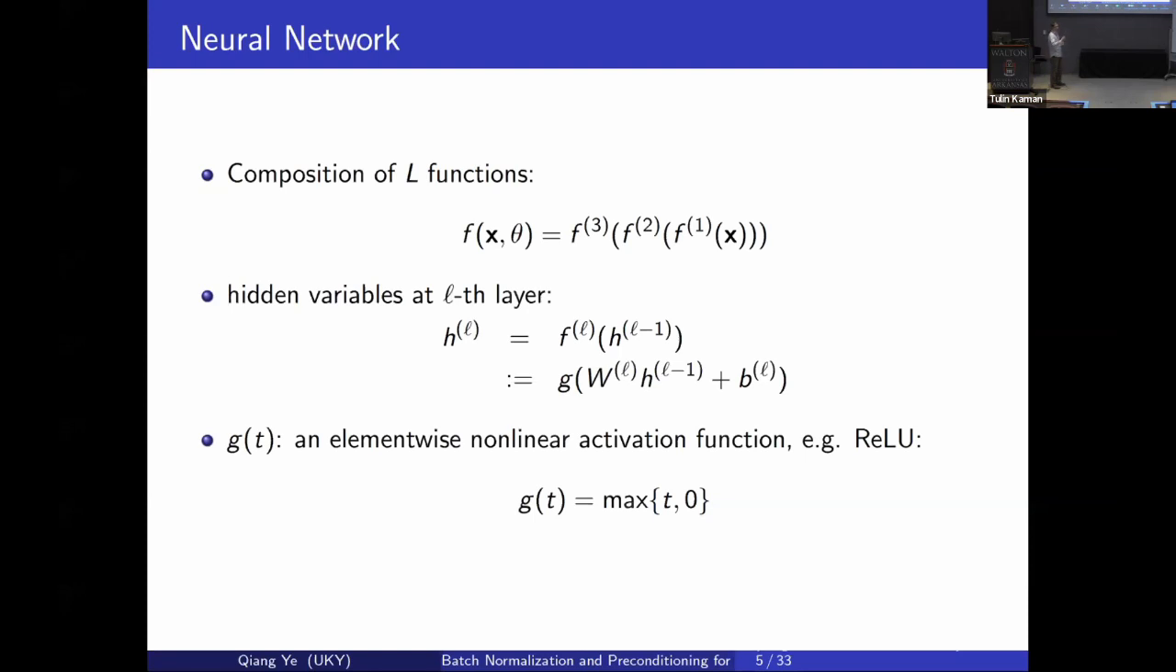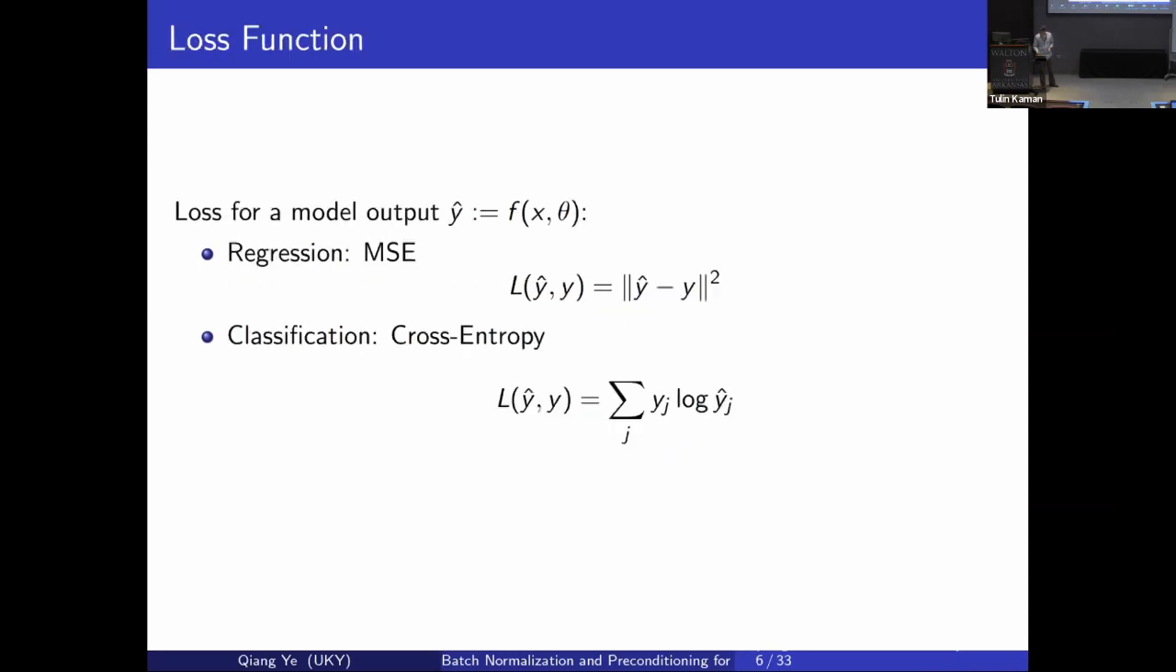And then you have, in general, L of them composed together. So that gives you a very complicated nonlinear function. So basically we build up a complicated nonlinear function from very simple nonlinear functions. The nonlinear function G of t is called the activation function. Traditionally, things like the logistic sigmoid were used, but nowadays it's more like the ReLU function, which is just the maximum of t and 0. And you also saw that in several previous talks. So that's the model we're going to use.